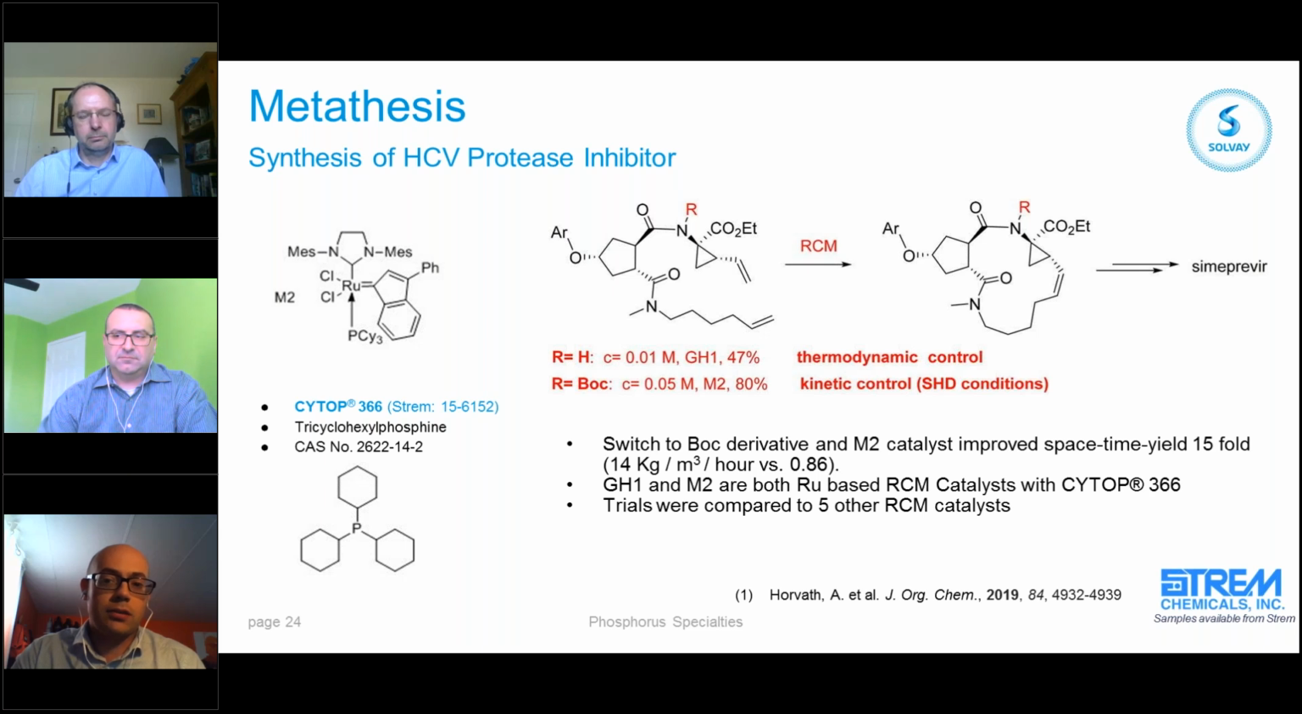A variety of metathesis catalysts were looked at for this system, all ruthenium based with a combination of phosphine ligands and carbene ligands. And what was shown was that when using the tricyclohexylphosphine in combination with the carbene ligand IMes, it gave really strong improved space-time yields to form the product when the nitrogen is substituted with a Boc group. So they went through an optimization here and improved the synthesis quite dramatically by the addition of this phosphine ligand. Next slide.